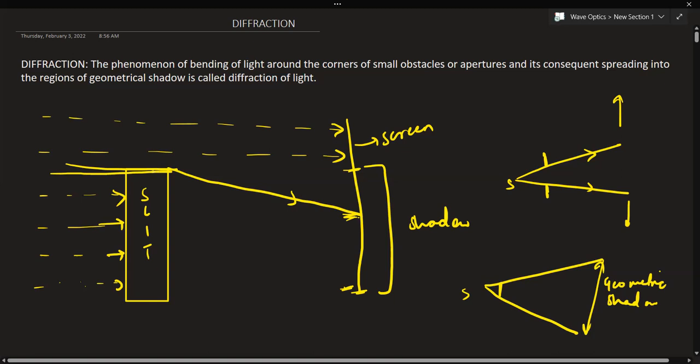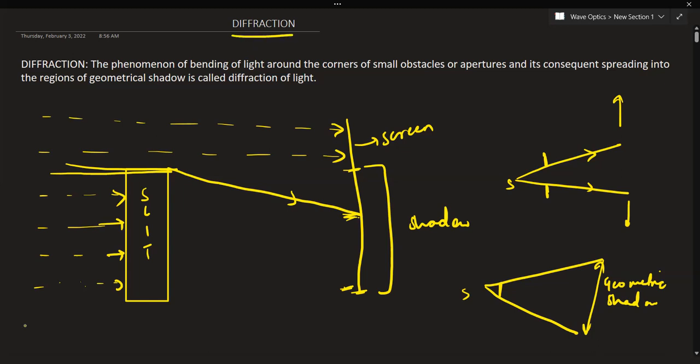And the shadow is not very sharp that we are getting. This shadow is not sharp because the light rays are able to reach it. So this phenomenon that light bends around the edges is known as diffraction. Understood? Yes, ma'am. Okay. Now see, diffraction is also of not a single type.